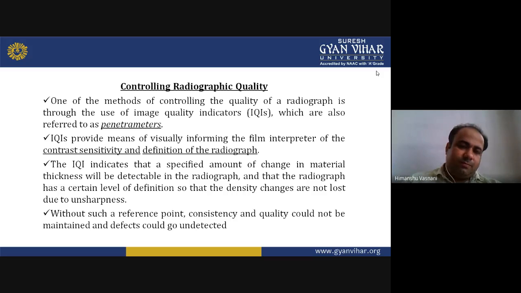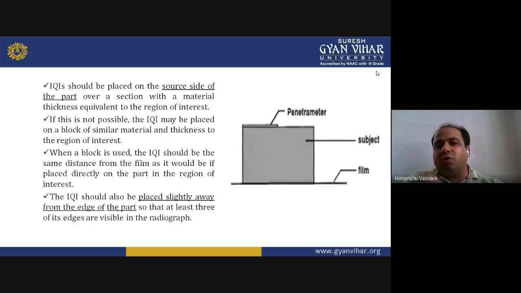Image quality indicators should be placed on the source side of the part, over a section with a material thickness equivalent to the region of interest. These indicators should be placed on the source side of the part. If this is not possible, the image quality indicators may be placed on a block of similar material and thickness to the region of interest.